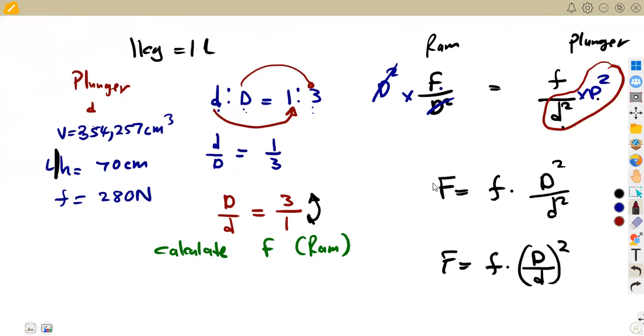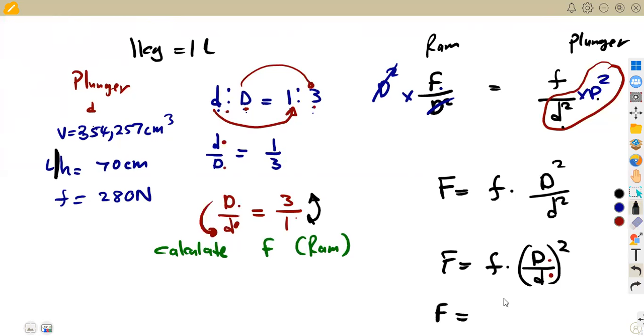And like I said, from this we can have d over d, which is 1 over 3, or you can have the ram to the plunger, which is 3 over 1. You use the one that is exactly displayed here. We need the plunger to the ram, which is 3 to 1, the plunger being 3, the ram being 1. So be careful when you are substituting there.